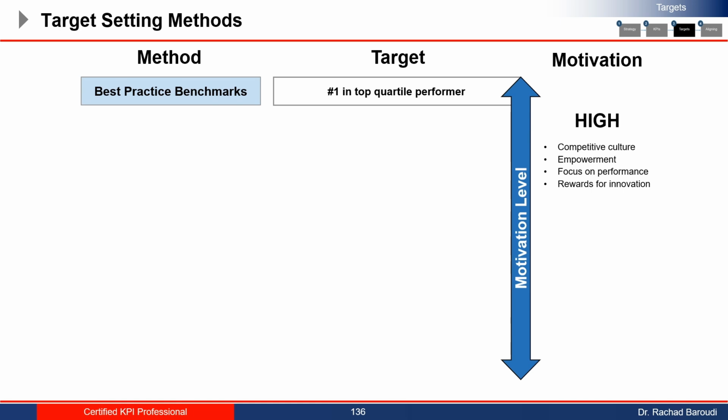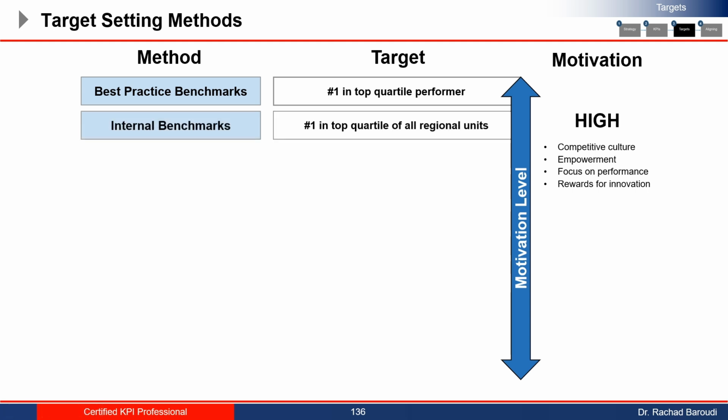Target setting method, and we have multiple methods we can count on, like best practice benchmarks. So we go and try to see what's happening in the industry, and we set our target to be number one, a top quartile performer compared to all our competition. So this is very motivating, with a high and competitive culture, empowerment, focus on performance, and reward for innovation.